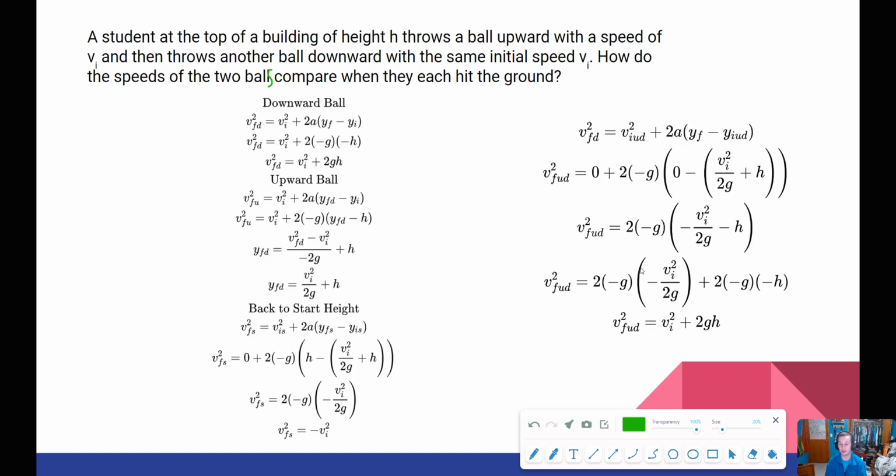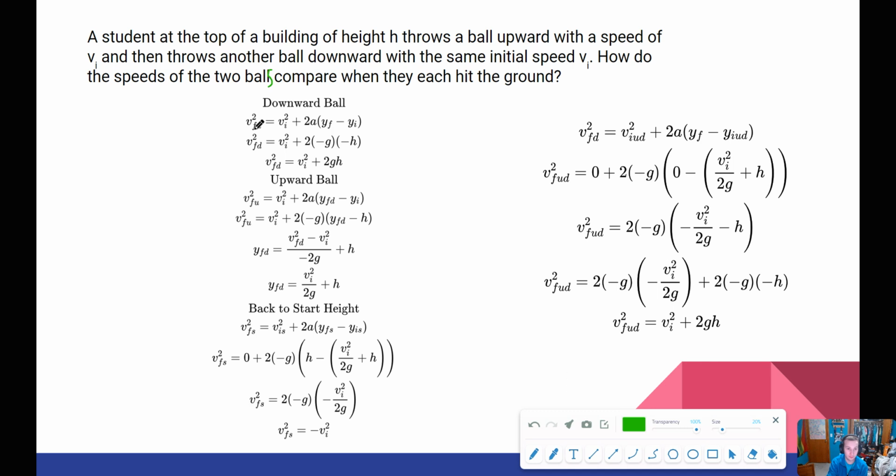Okay, so I just threw up some math. This is one of the things where it's like, oh my gosh, math. Okay, don't panic, right? The math is only as good as the explanation behind it. So what do we got going on here? First off, we're going to start with the downward ball. This is the ball that you just throw straight downwards, straight down to the ground.